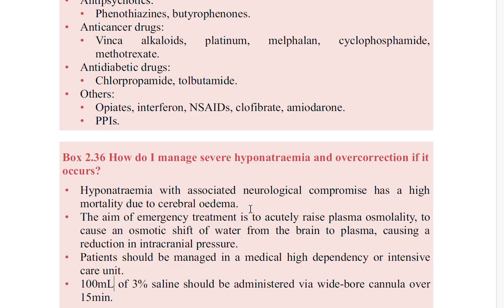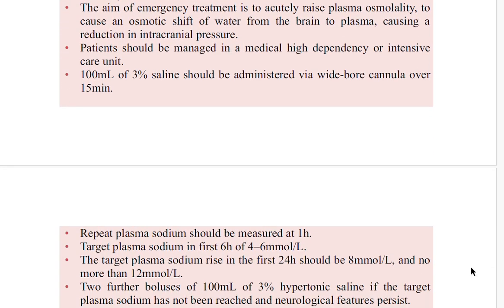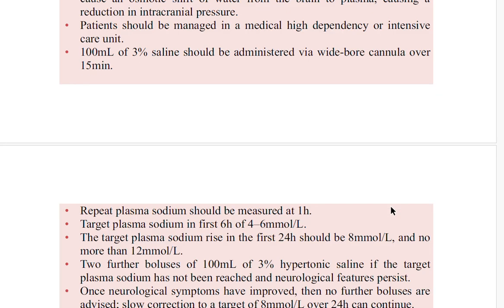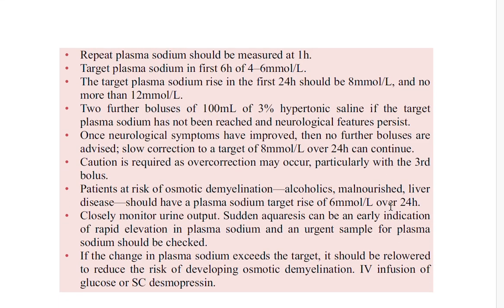So what is the aim of emergency treatment? To acutely raise the plasma osmolality, in order to cause a shift of water from brain to plasma, causing reduction in intracranial pressure. So it should be managed in ICU if you are giving 3% in 15 minutes. Repeat plasma sodium should be measured: if you have given in 15 minutes, then repeat sodium in 1 hour. Target plasma sodium rise in the first 6 hours is 4 to 6 millimole. Remember 6 by 6: in first 6 hours, 6 millimole.